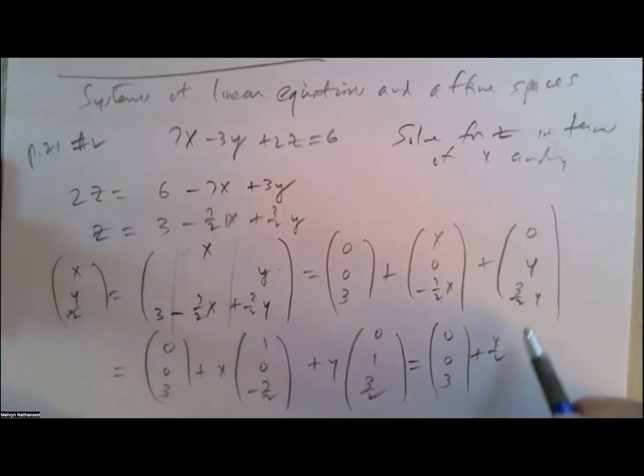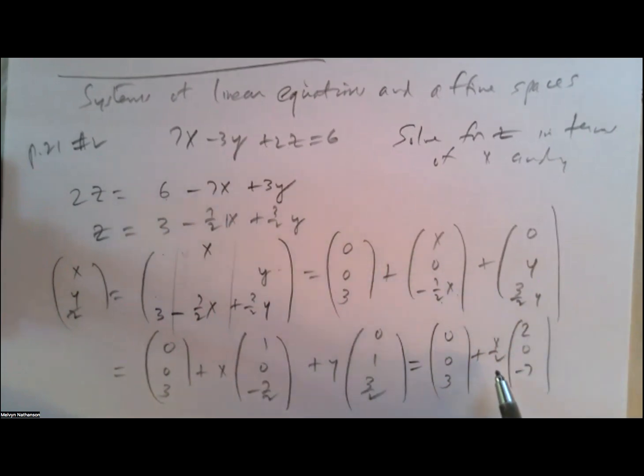This would be x over 2 times the vector 2, 0, minus 7. Because again, if I do scalar multiplication of this vector by x over 2, I get x times the vector 1, 0, minus 7 halves. And if I factor a 2 out of this, this would be, let's check that I didn't make a mistake somewhere along the way. Yes, this is right.